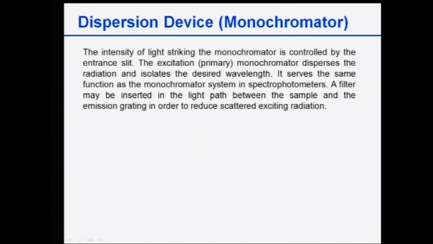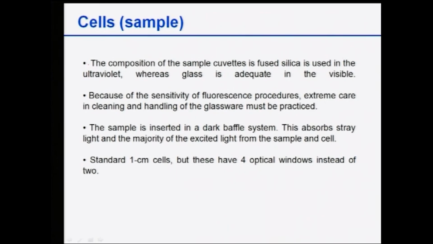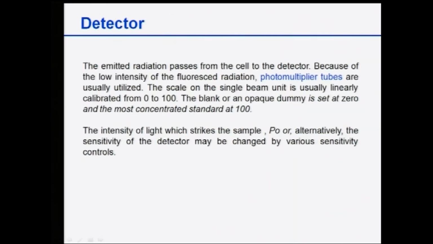You can always have a monochromator, and a monochromator actually makes the light of single wavelength, it disperses the radiation and isolates the desired wavelength. It serves the same function as the monochromatic system in a spectrophotometer. You can always use a filter between the light path and the sample to get a certain kind of wavelength, and I have discussed monochromators in detail. Samples are contained in cells, and they are inserted in a dark baffle system. This absorbs stray light, and the majority of the emitted light from the sample and the cell comes out and is detected. You can have 1 centimeter cells, or you can have 4 optical windows instead of 2.